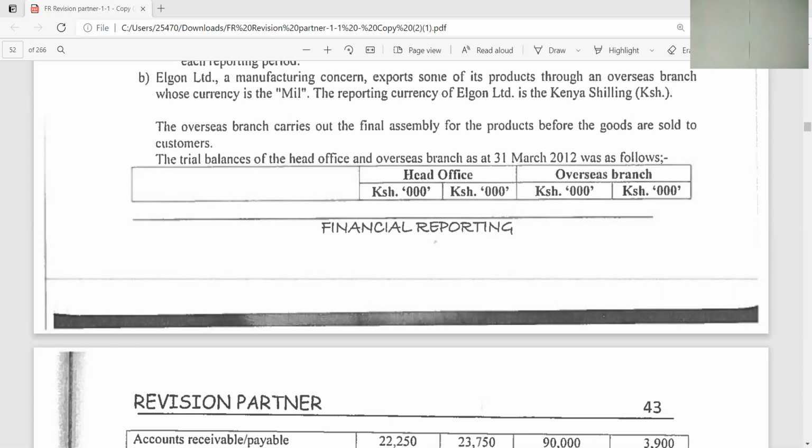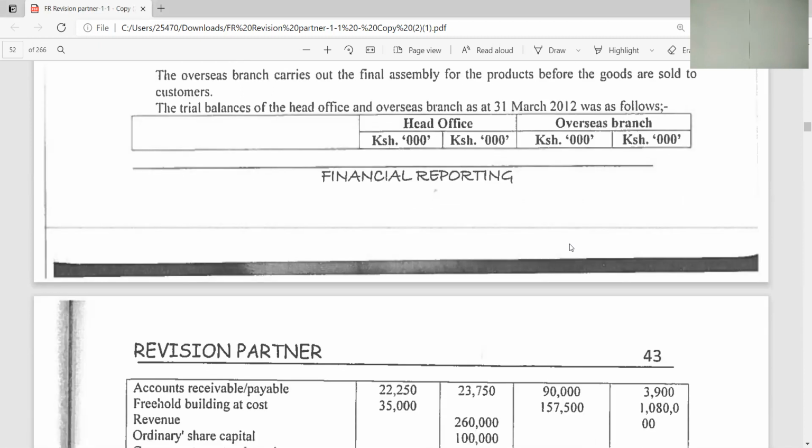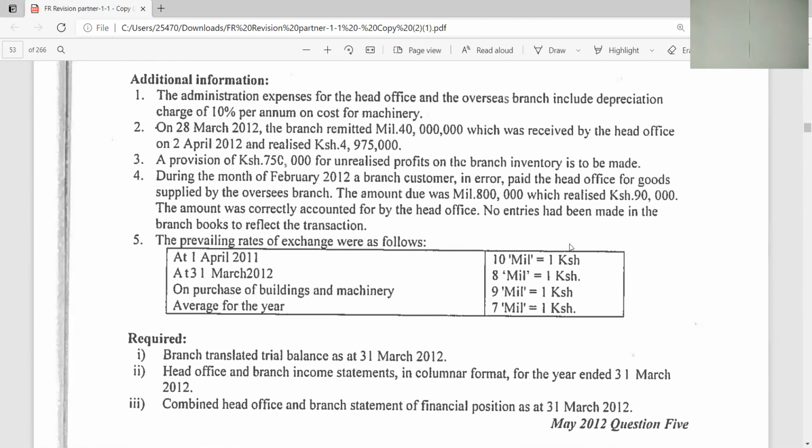They say that Erigon Remittent, a manufacturing concern, exports some of the product through an overseas branch whose currency is the Miri. The reporting currency of Erigon is the Kenyan shillings. The overseas branch carries out the final assembly for the product before the goods are sold to the customers. The trial balance of the head office and the overseas branch as at 31st March 2012 was as follows. That is provided, so I don't have to read the items of the trial balance.